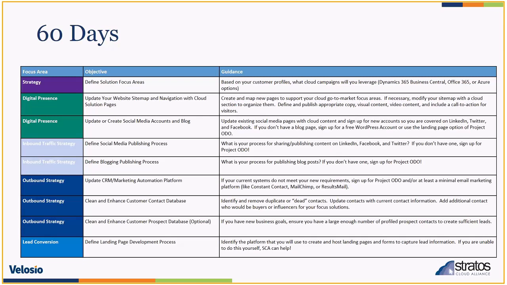Obviously, we don't want to wait till September. We want to get deals in the door, so we built the out-of-the-box campaign to help you get started. As for the outbound strategy, you have to update the CRM, get the marketing automation platform cleaned up, and clean up your database. It's really important to make sure that your message goes out. And lastly, you have to define the landing page strategy to help you convert. If you're not able to do that, we're able to help.